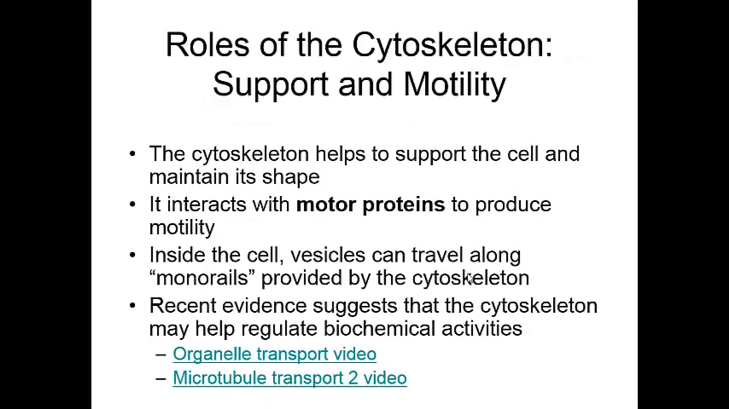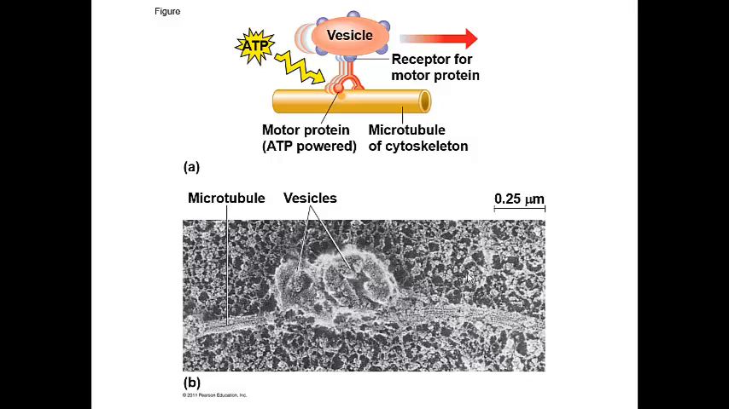The cytoskeleton is going to help to support the cell and maintain its shape. The cytoskeleton is also going to provide for movement within the cell. Movement within the cell takes place through the use of motor proteins. These motor proteins are going to use a member of the cytoskeleton like a monorail. Here we see a picture of a motor protein causing movement within the cell.